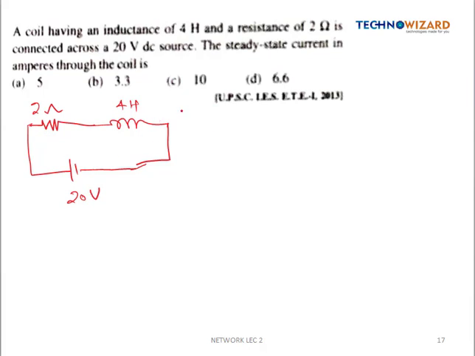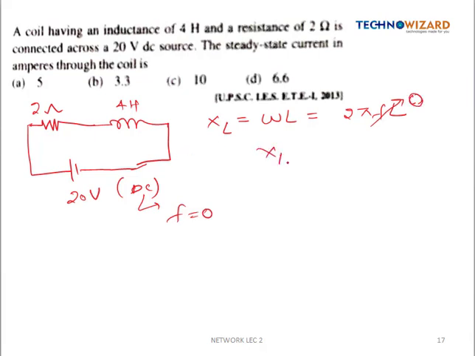Okay, so let's first calculate the value of inductive reactance, and we know that it is given as omega into L, where omega is the angular frequency given by 2 pi f, and here the source is DC, and we know that DC has a frequency equal to 0. So here the frequency is 0, so the value of XL will be 0 ohm. It means the inductor will be short circuited.